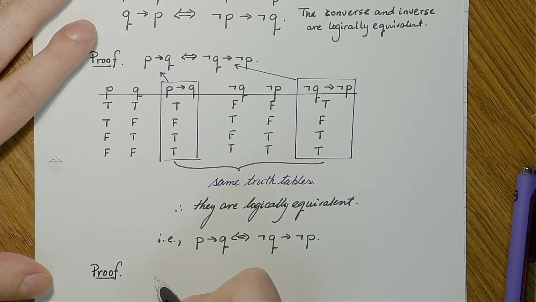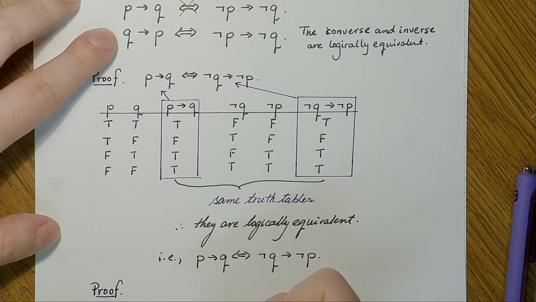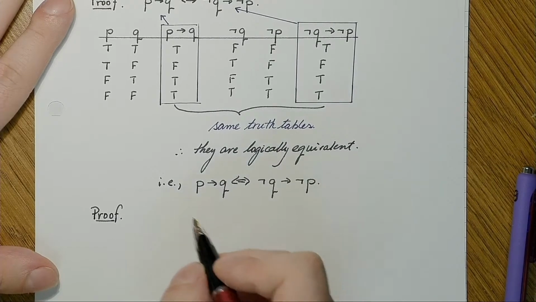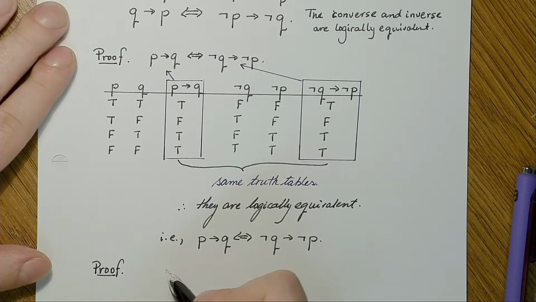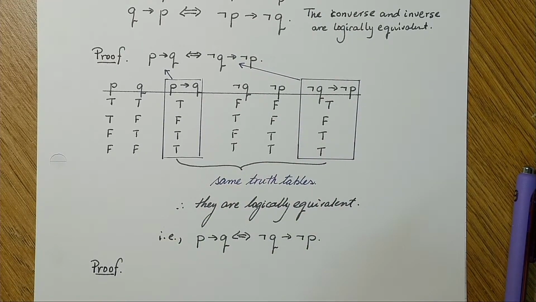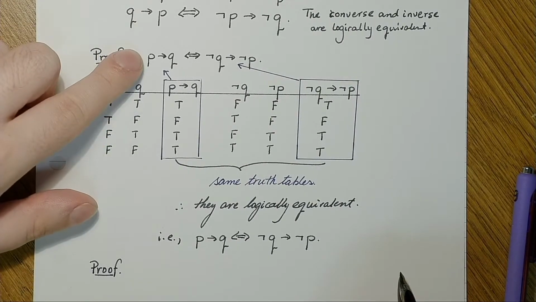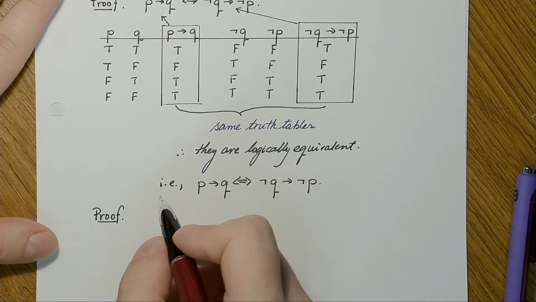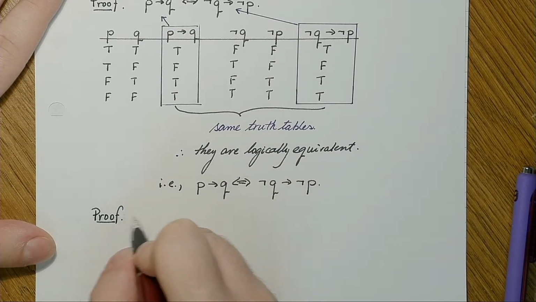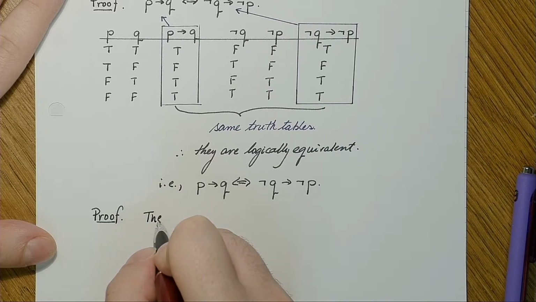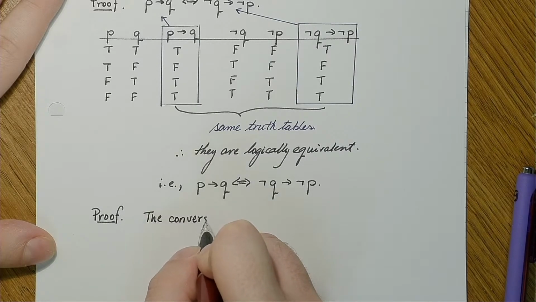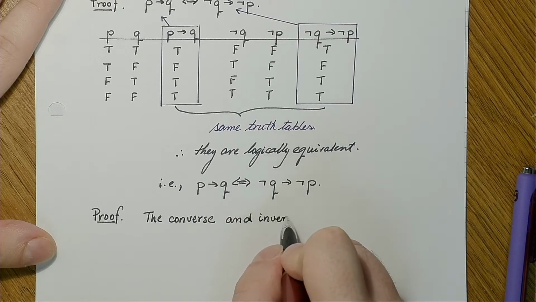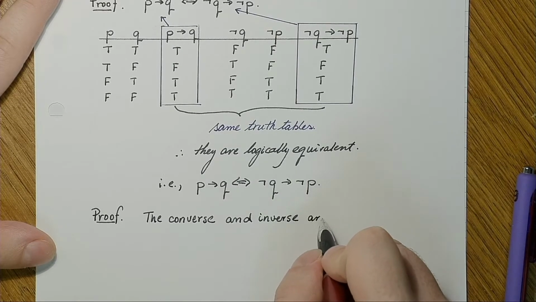So we can do the same thing, showing that the converse and the inverse are logically equivalent. So, in terms of test questions, it could say: prove that, and we give this symbolically. Or another way we could say that is, prove the converse and inverse are logically equivalent.